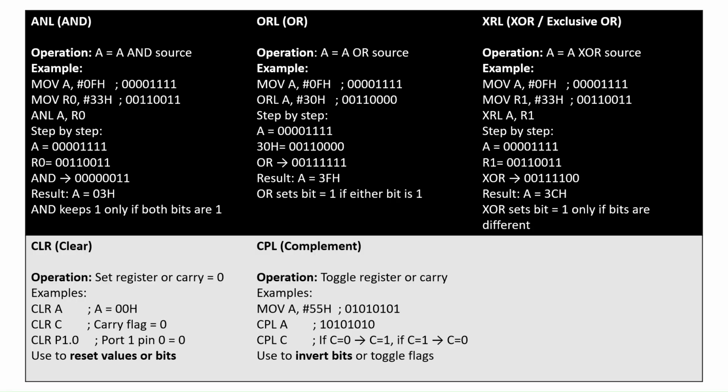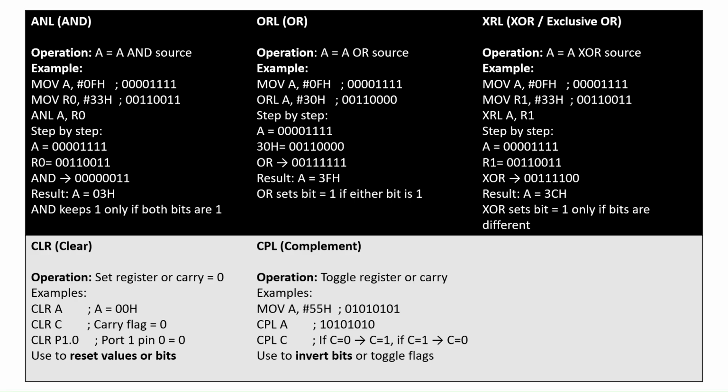Now let's look at the CLR instruction. CLR means clear, which sets a register or bit to 0. Example: CLR A. This instruction clears the accumulator, so the value of A becomes 00H. Another example is CLR C. This clears the carry flag and sets it to 0. You can also clear port bits such as CLR P1.0. This sets port 1 pin 0 to logic 0.